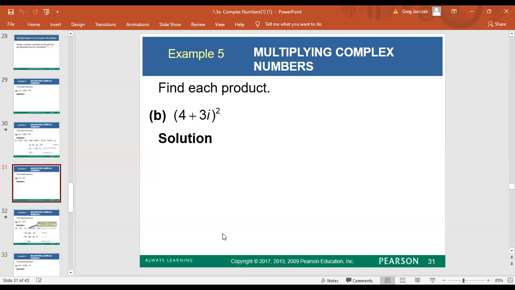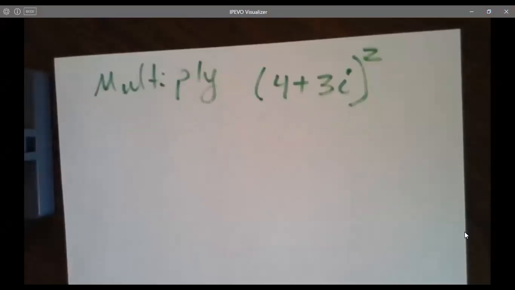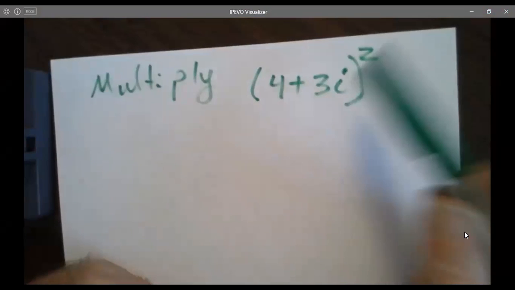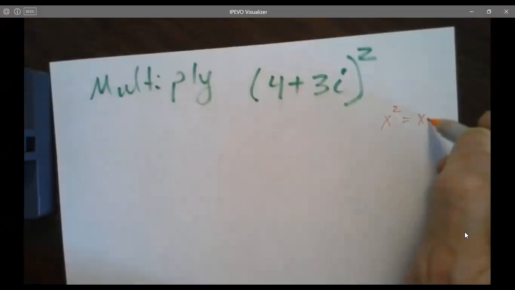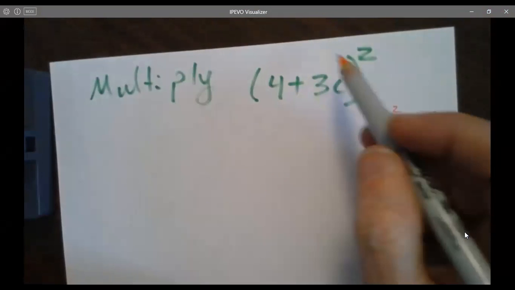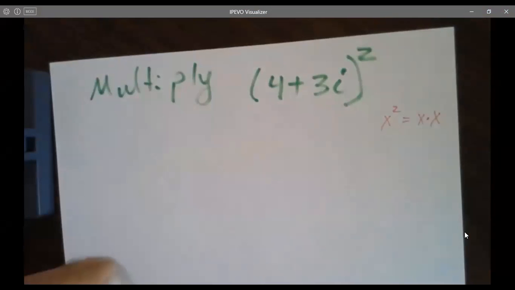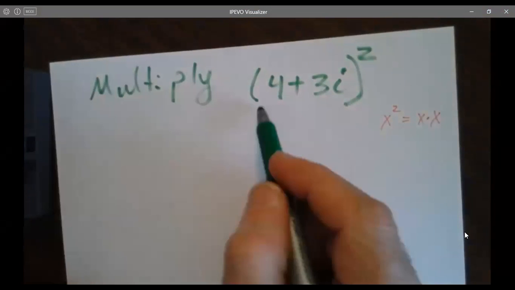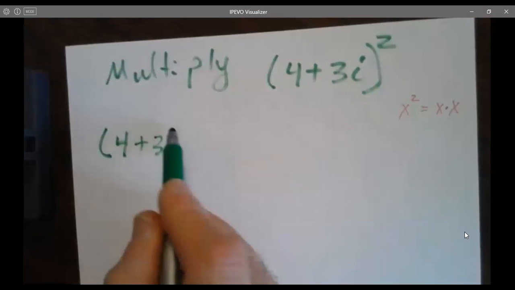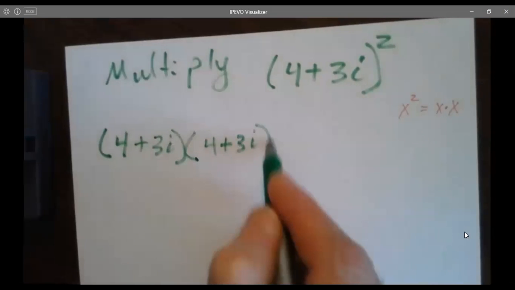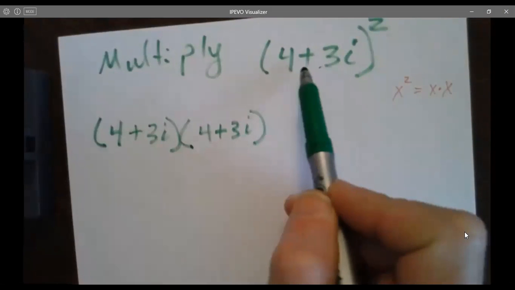Okay, we want to multiply 4 plus 3i, in parentheses, squared. So let's share the board. All right, so here's our board. Let's kind of set this aside for a moment. We know that x squared is x times x, x times itself twice. So this is going to be what's inside the parentheses multiplied by itself twice, like putting it in a copier and hitting 2 copies. So 4 plus 3i squared is 4 plus 3i times 4 plus 3i.